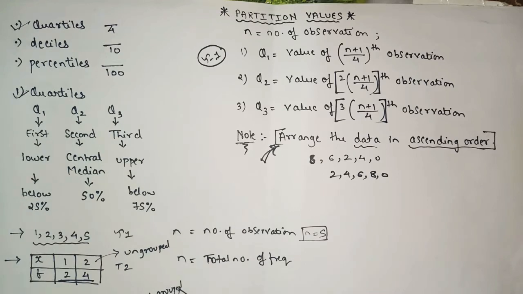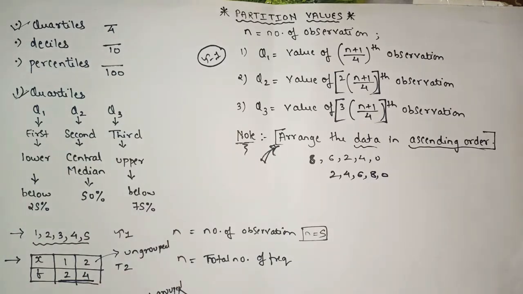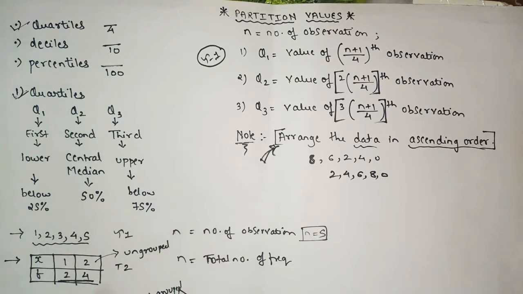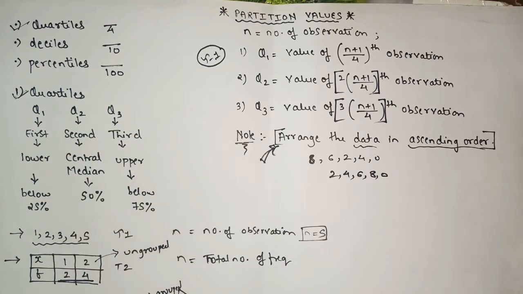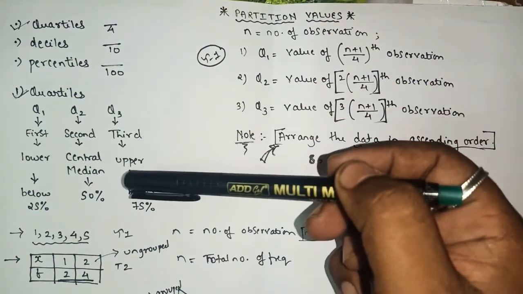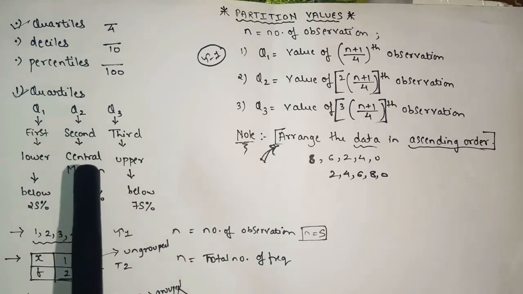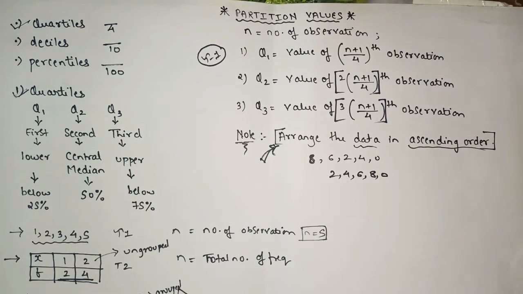For Q1, sometimes they will use the word first quartile, sometimes they will use the word lower, and sometimes in the question they will use below 25. For Q2, they will use second, central, or sometimes they will use median or 50%, and for Q3, third, upper and below 75%. So below 25, below 50 and below 75. This basic thing you must remember.